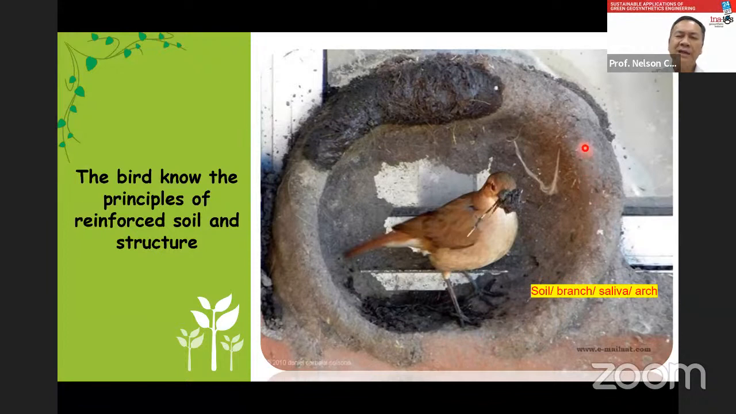And he also understands soil mechanics. So he puts his saliva to make the soil partially saturated, not fully saturated, to increase the cohesion. And he also knows structure. He builds his nest in an arch shape, so it can sustain either vertical or horizontal load. So the bird really knows the principles of reinforced soils as well as structures.